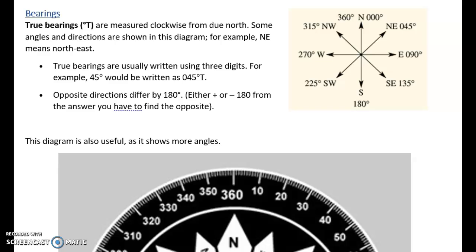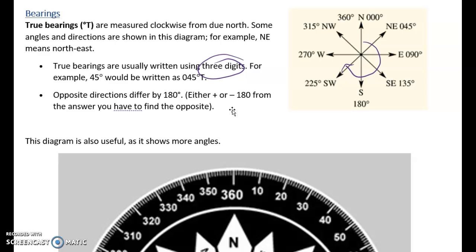So we're looking at bearings, and we normally call these true bearings, with a little capital T after the degree marker, and they're measured clockwise from the north. Now clockwise means it goes that way. They're always written with 3 digits. So here we have an example. We don't say 45 degrees, we write 045 degrees T.